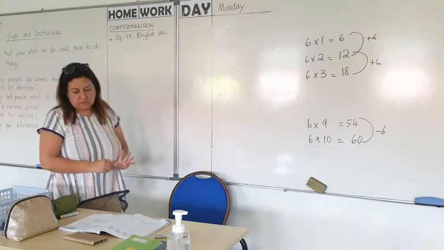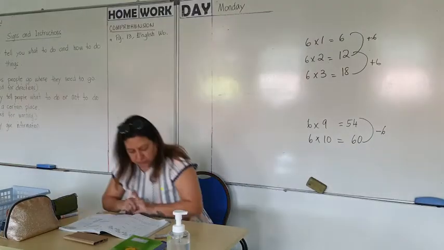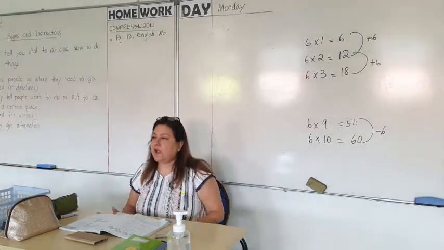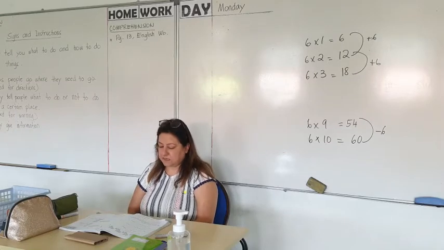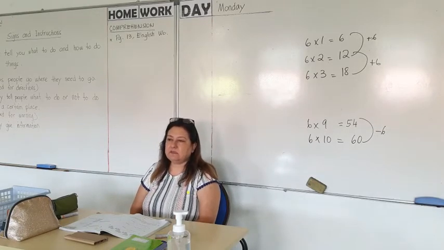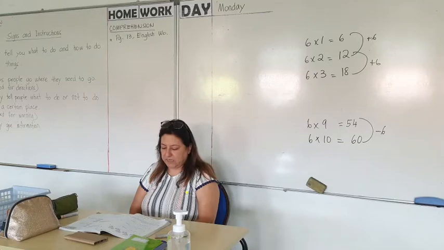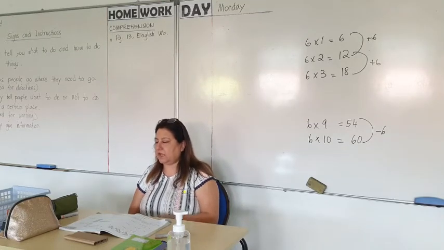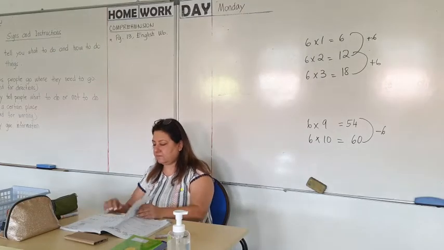Okay? Alright. So let's check the answers. 5 times 7, 35. 7 times 7, 49. 9 times 7, 63. 10 times 7, 70. Okay, next page, date.